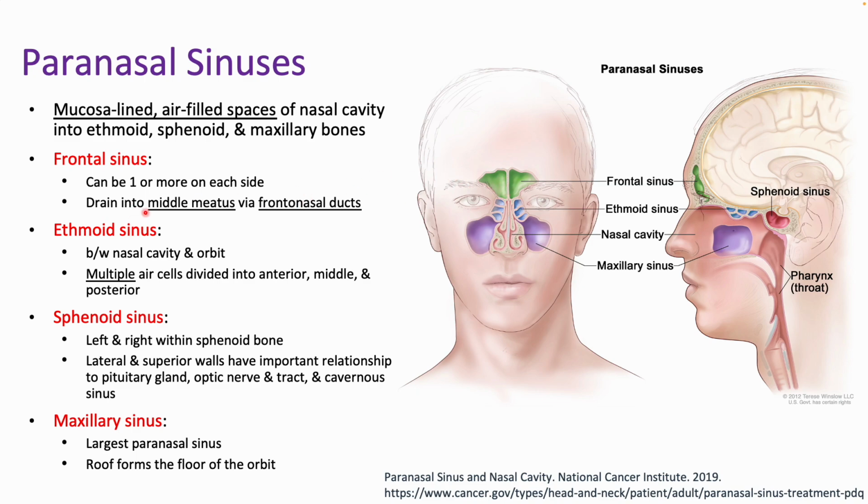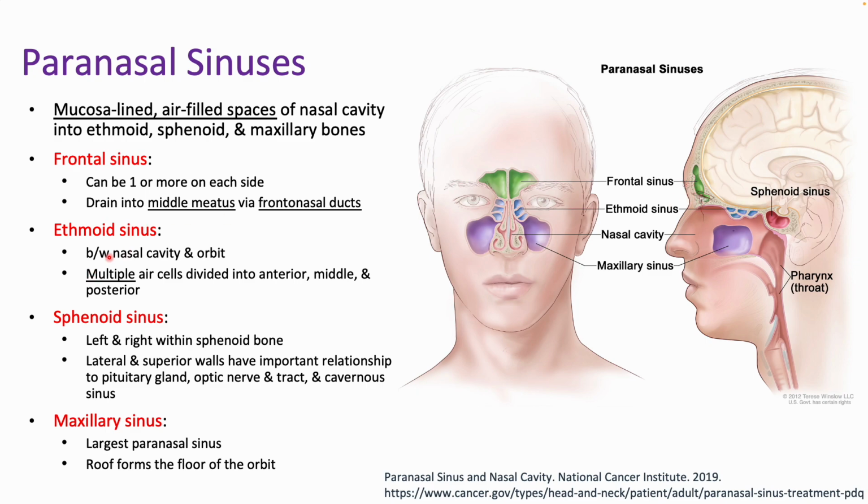And it's going to drain into the middle meatus via the frontonasal ducts. We also have our ethmoid sinuses. That's pictured here. You can see a little better how they're going to go back here, and they're going to be divided up into anterior, middle, and posterior air cells.